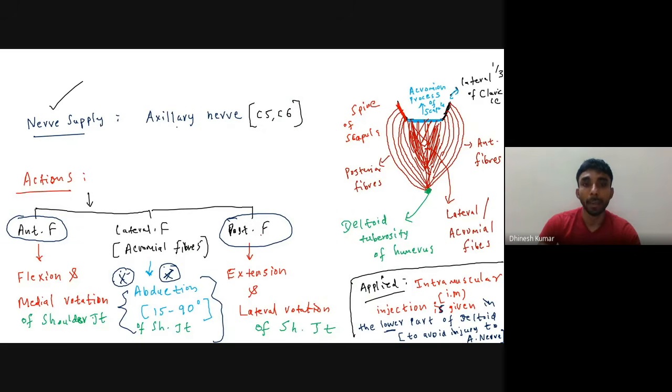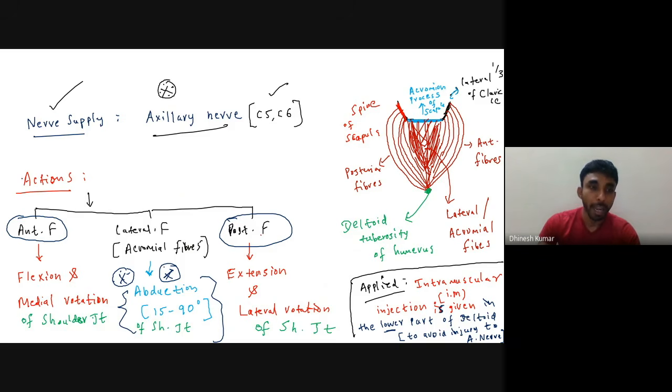Now coming to the nerve supply, followed by origin and insertion. Let's talk about the nerve supply. This is a very commonly asked spotter subquestion. Mostly they will ask the nerve supply of the pinned structure. So deltoid is supplied by the axillary nerve. The root value of the axillary nerve is C5, C6.